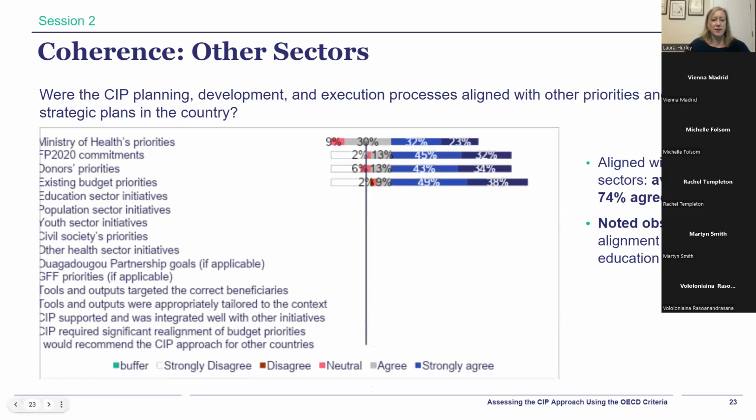So I'm not sure what happened to these slides. There were some formatting changes, but the second slide on coherence shows responses to statements on alignment with other sector initiatives. CIP alignment with the education sector had the lowest agreement, while coherence with youth and population sector initiatives was deemed high. Next slide.